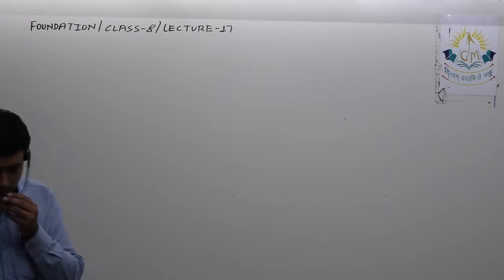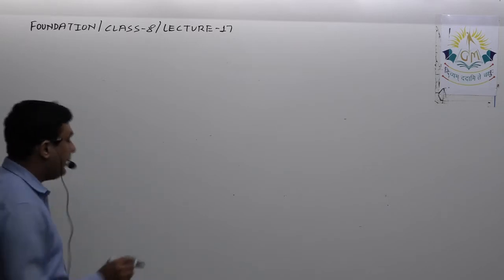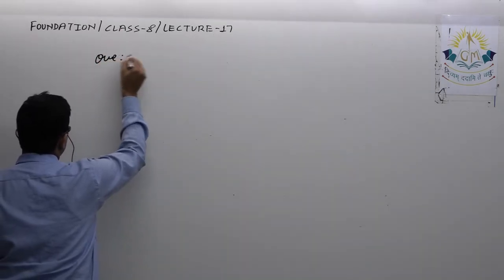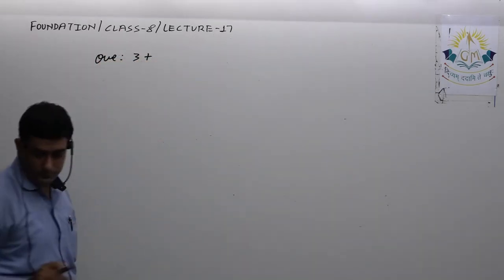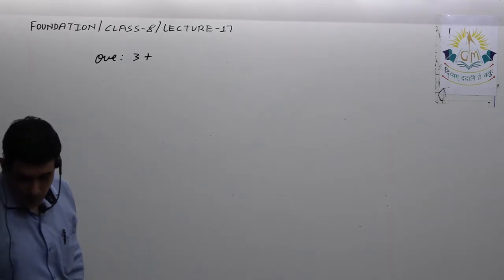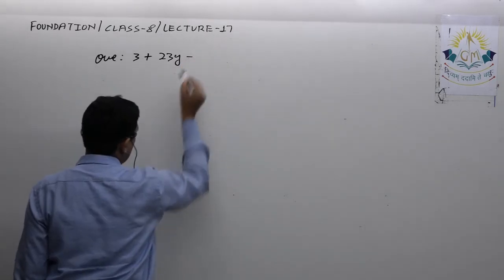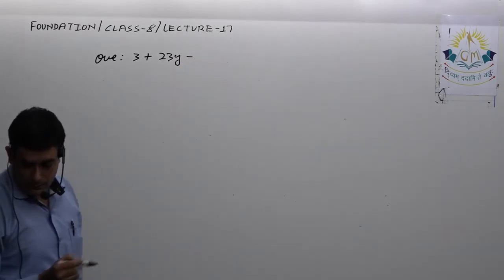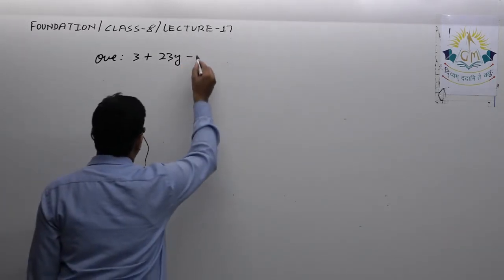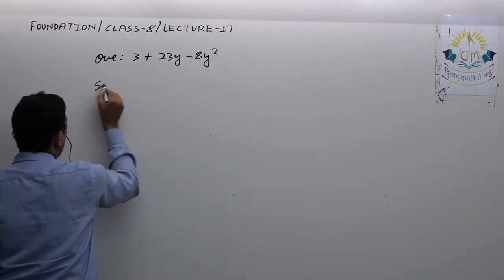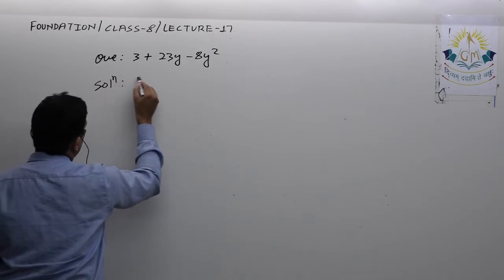So let us see the next question. We have to find the factors of 3 plus 23y minus 8y square. So first of all, we'll write it in the standard form.